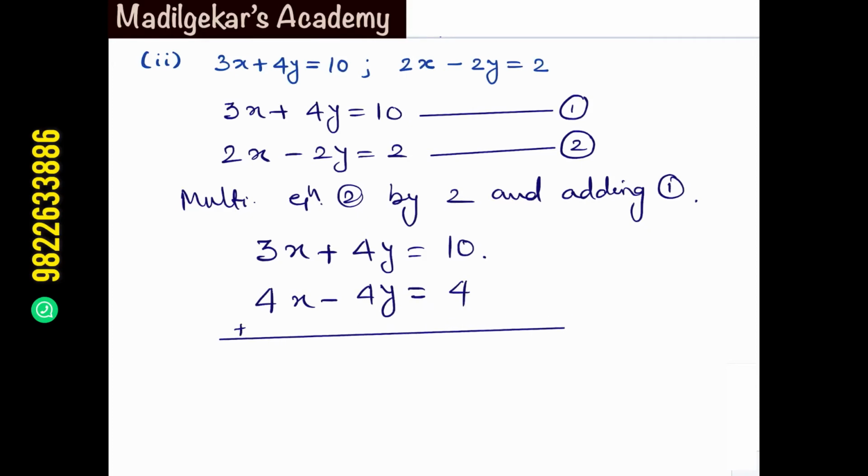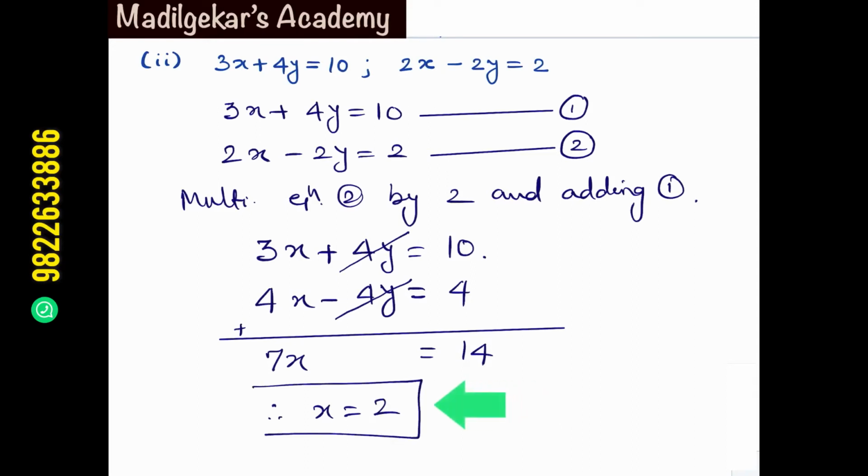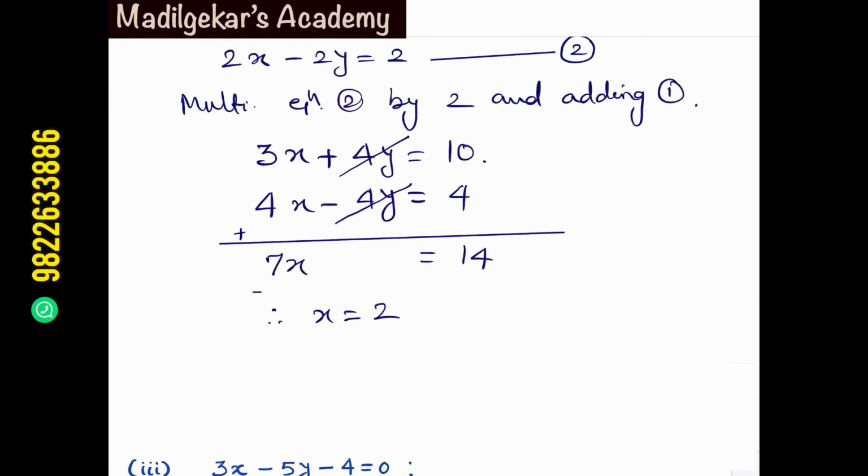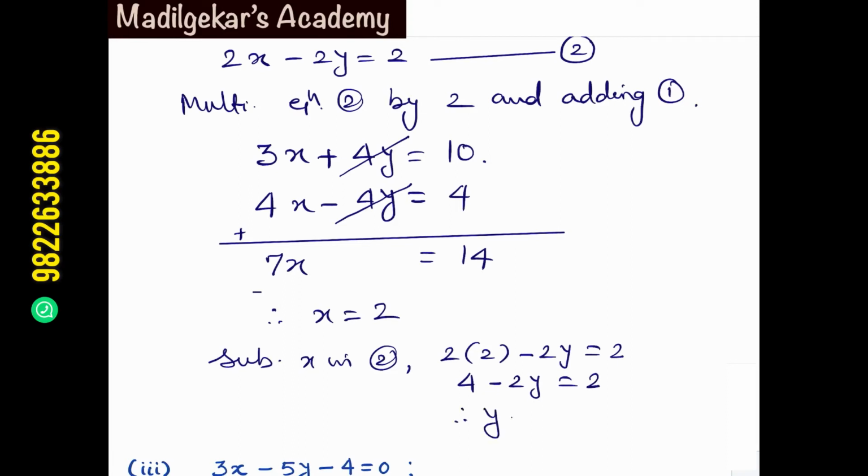On adding, 4y gets cancelled. So 3x plus 4x is, yes, 7x, and to the right side it is 14. From this, x is 2. Let us substitute this value of x in equation 2. So it is 2 into 2 minus 2y equals to 2. So 4 minus 2y equals to 2. So what is the value of y? Yes, it is 1.